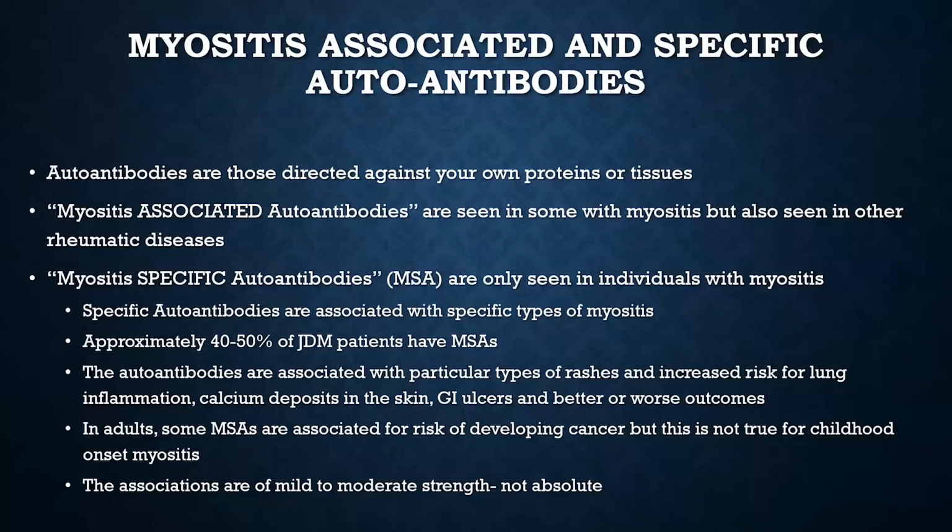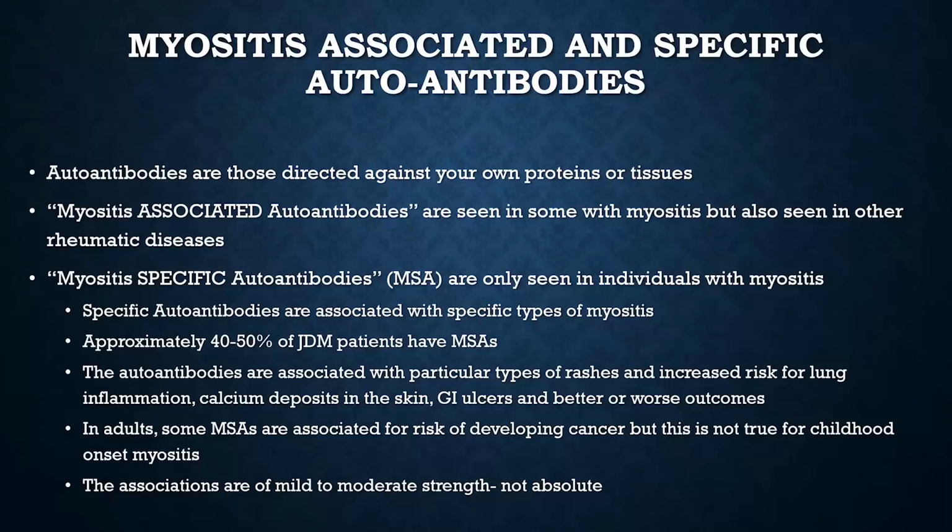Some of them are associated with particular types of rashes that JDM patients get. Some of them are associated with an increased risk for lung involvement, or calcium deposits in the skin, ulcerations in the GI tract, and then some are associated with better outcomes and some are associated with worse outcomes.